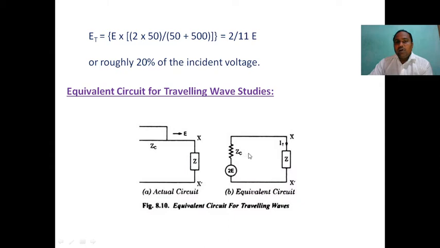So how can you find out the transmitted current here? If you need the transmitted current, IT is equal to V by Z. Here V is 2E, and there are two impedances, Z plus ZC. IT is simply 2E by Z plus ZC. The current through Z, that is the transmitted current, is simply 2E by Z plus ZC.